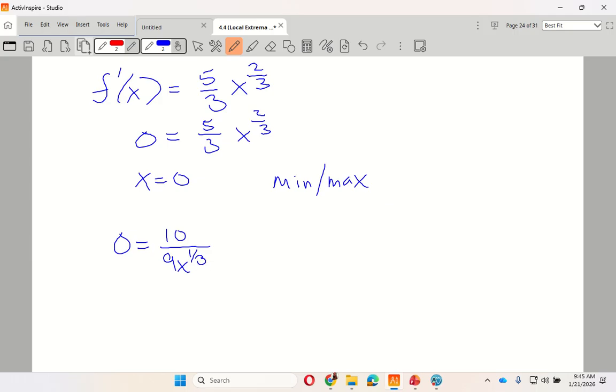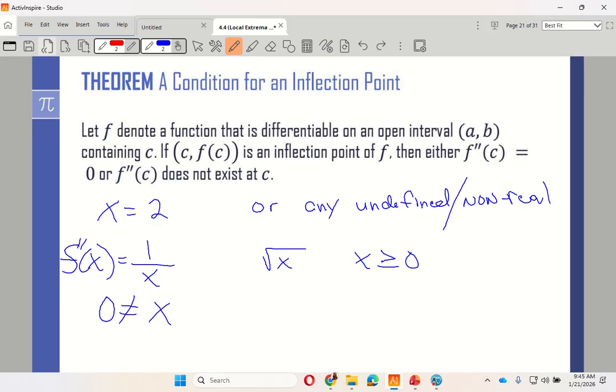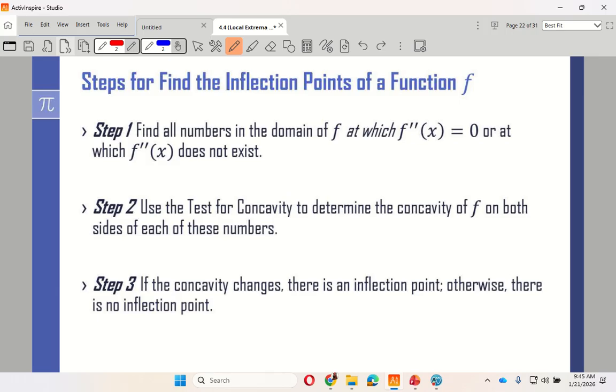How would it even? Go back to the second part of the rule. Equal to 0 or does not exist. Does it exist? There we go. Does not exist. So at 0, it does not exist. So that means that is a point of inflection. That's going to be a point of inflection, and it's also going to be a min or a max.